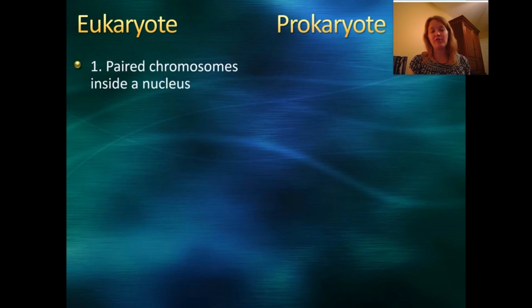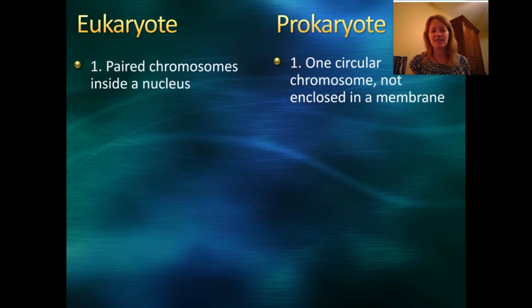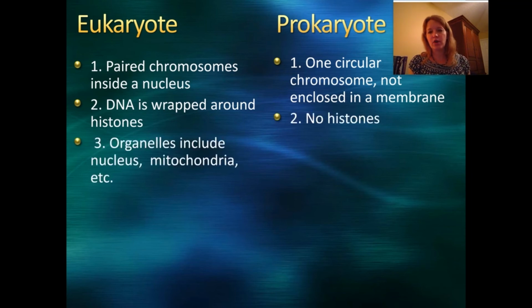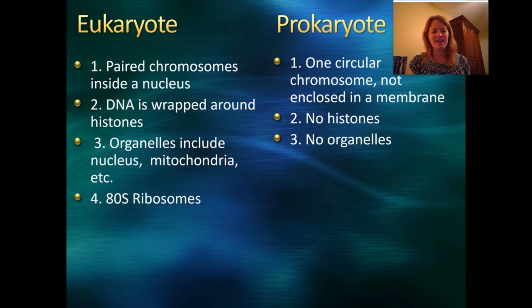In eukaryotes, we have paired chromosomes inside a nucleus, whereas in prokaryotes, we have only one circular chromosome, generally speaking, and it's not enclosed in a membrane. For eukaryotes, the DNA is wrapped around histones, and there are no histones in prokaryotes. Eukaryotes have organelles, including the nucleus, mitochondria, and so forth. There are no organelles in prokaryotes.